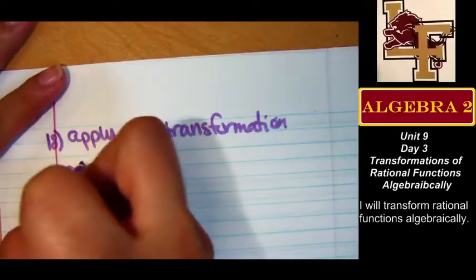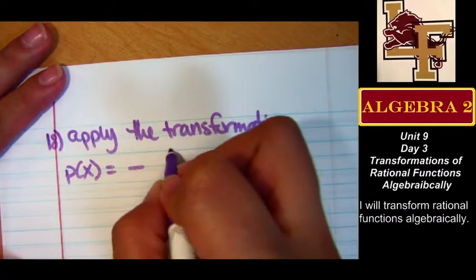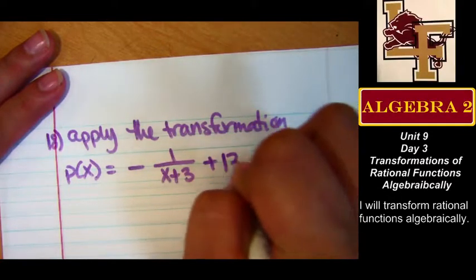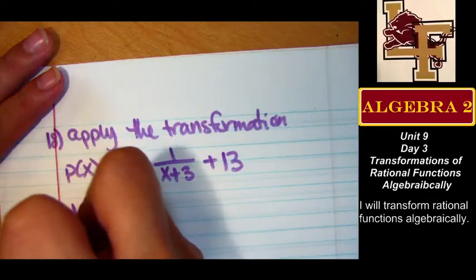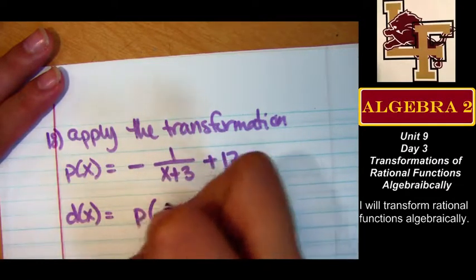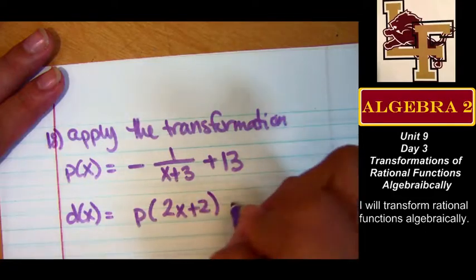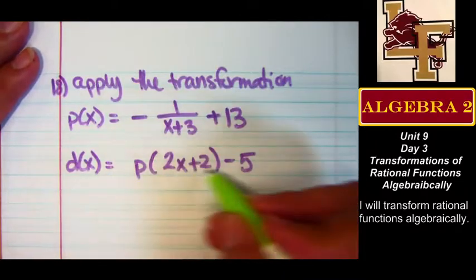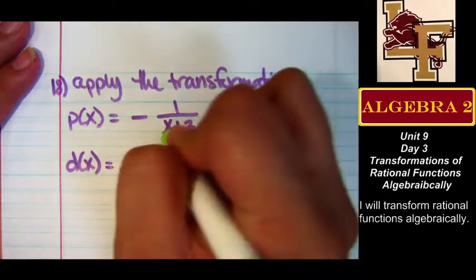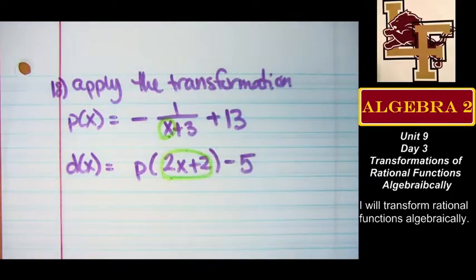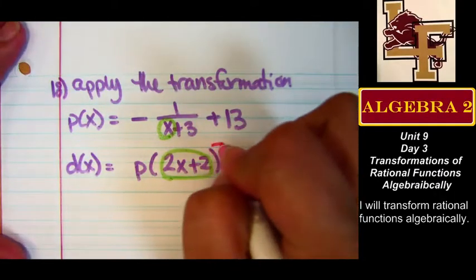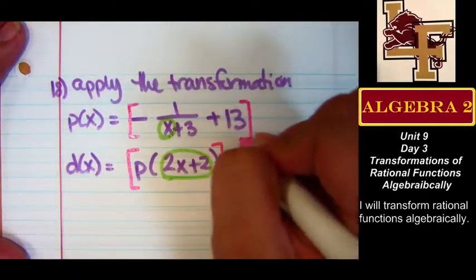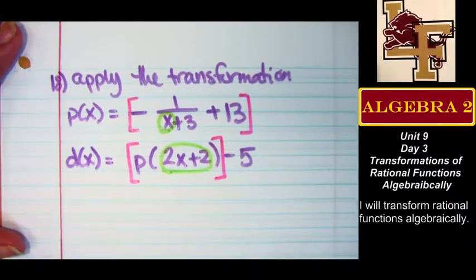My original function is p of x equals negative 1 over x plus 3, plus 13. And my transformation d of x is p of 2x plus 2, minus 5. Looking at my transformation, I see that I have stuff in the x position that I'm going to replace. And I also see that I'm calling the function and doing some other things to it, so I'm going to go ahead and stick it in a box. And I'm going to stick the entire function up there in a box so I can see what I have to write.